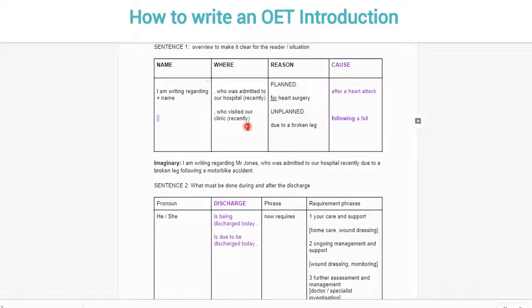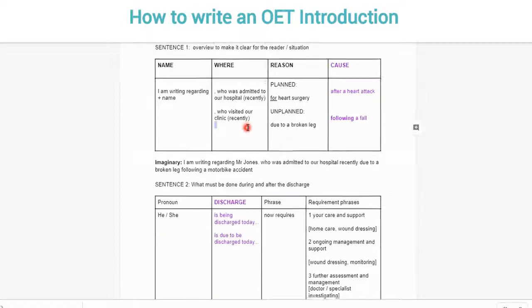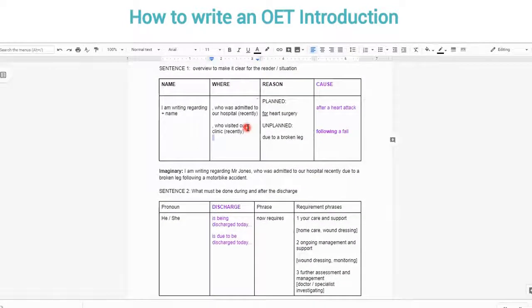Okay, so I'm now gonna ask some of our students to give us 2 introductions from their imagination. They've had 30 seconds to prepare. I'm going to ask Jancy. Jancy, are you ready? Yes, sir. Okay, 5, 4, 3, 2, 1, go. I'm writing regarding Mr. Green, who was admitted to our hospital recently for hip surgery following a fall. He is set to be discharged today and now requires further care and support.